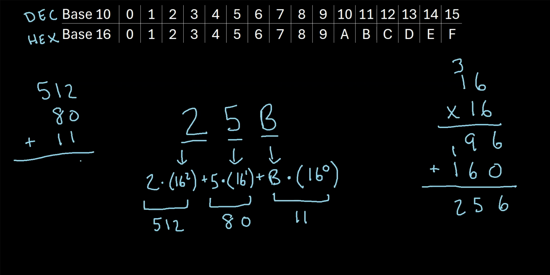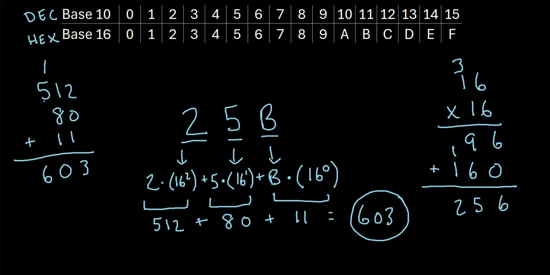2 plus 0 plus 1 is 3. 1 plus 8, that's 9, plus 1 is 10. So we're at a 0 here. I'll put our 1 up here. 1 plus 5 is 6. So when we add these three numbers together, we get 603. So 25B, this hexadecimal, represented as a decimal, would be 603.